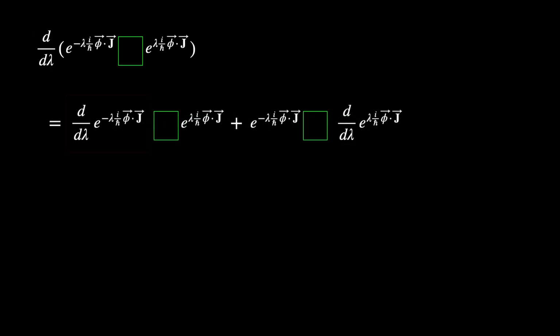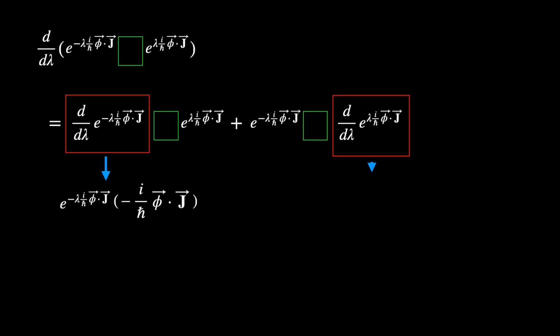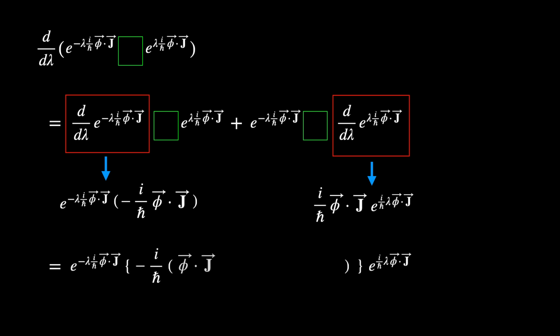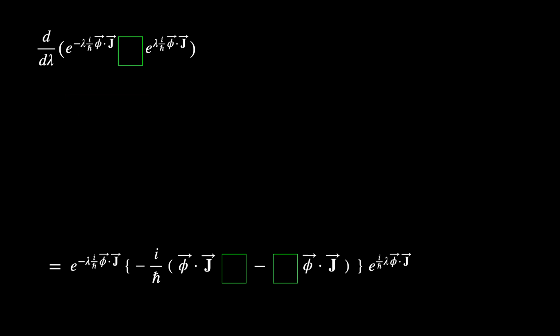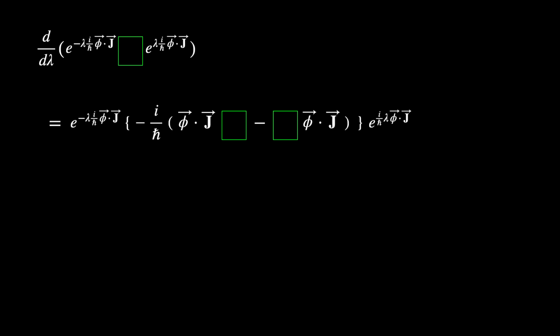The derivatives of the exponentials are given by the following. Note that phi dot J commutes with the exponential, so it could be placed on either side of the exponential. Our choice of this particular ordering is because this will lead to the following neat result, which is just the commutator of phi dot J with the operator being transformed.